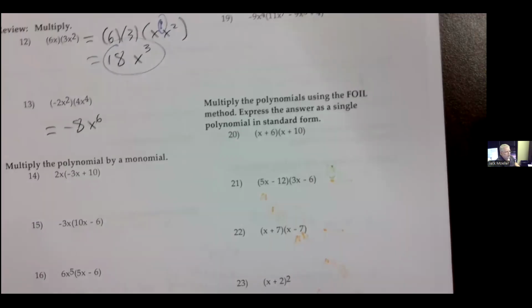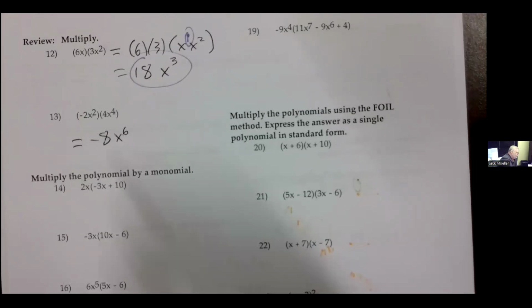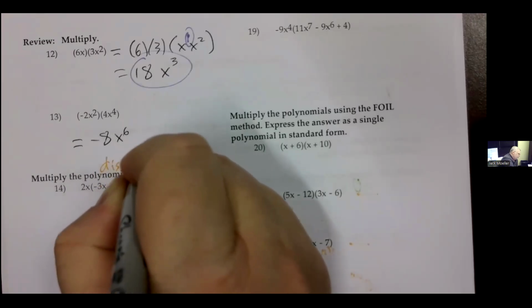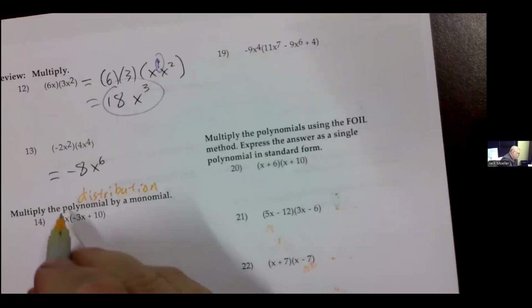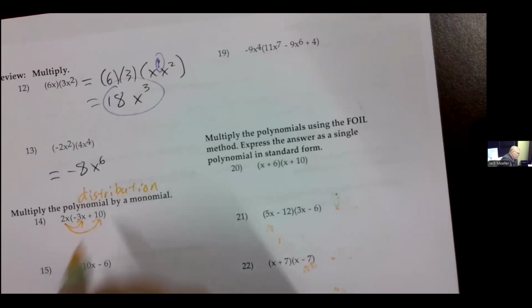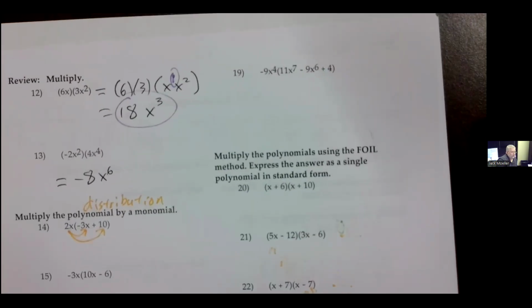So how about a polynomial times a monomial? Well, this is what we tend to refer to as distribution. This is like your standard distribution. And we're doing 2x times minus 3x, 2x times 10. We can't do anything inside parentheses because one has x, one doesn't, so we can't subtract them.